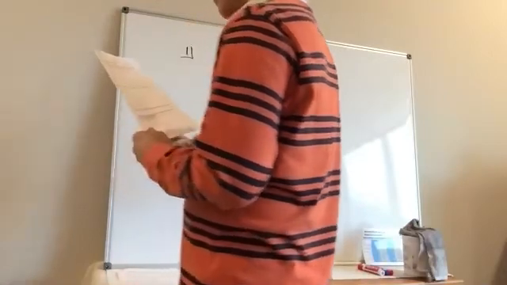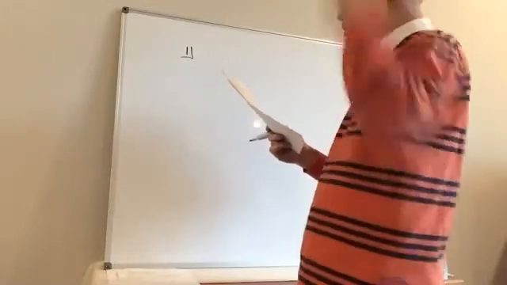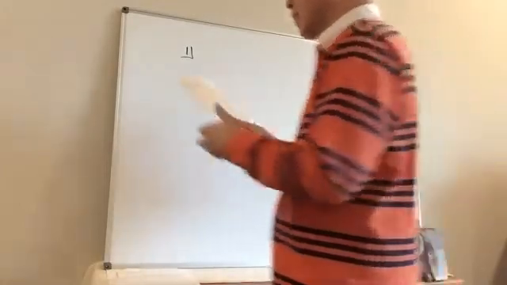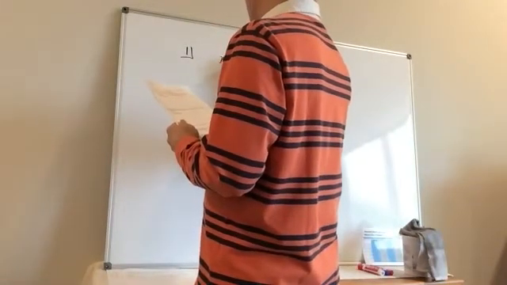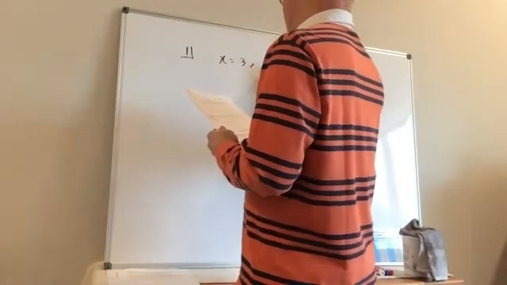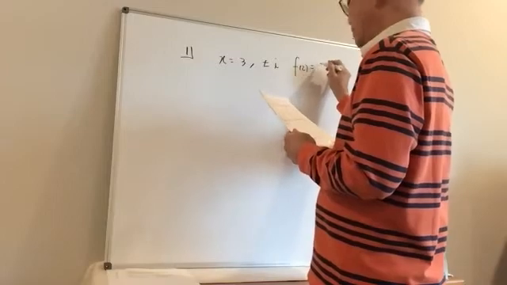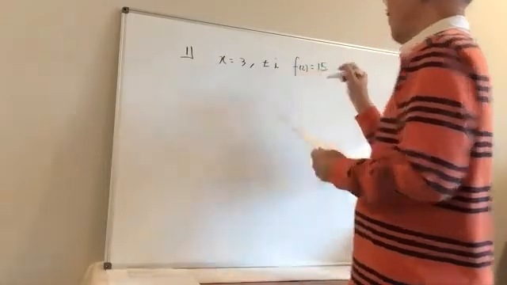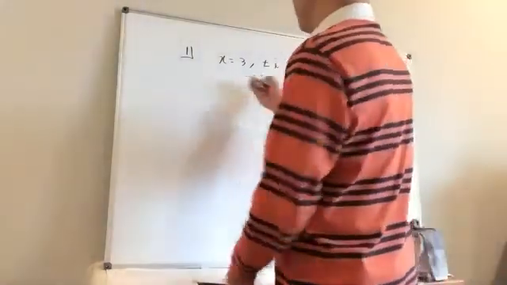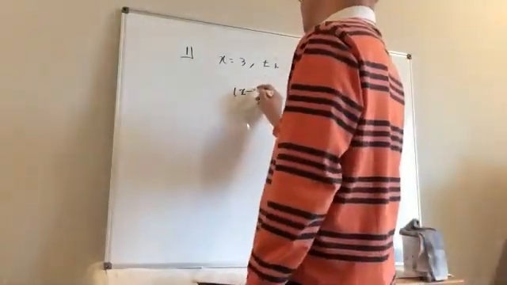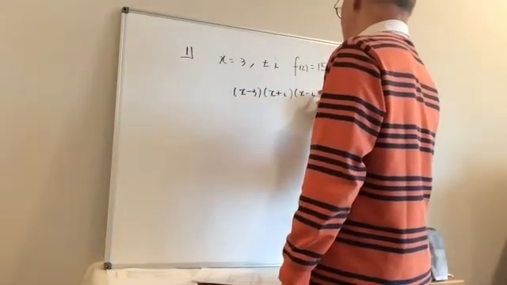One, we have: find a polynomial with a degree of 3 with real coefficients that satisfies the given condition. So we have the zeros here, right? The zeros are 3 plus or minus i. And I'm also given that f of 2 is equal to 15. Okay? So I have the 3 roots. The 3 roots are going to be x minus 3, x plus i, x minus i, right?